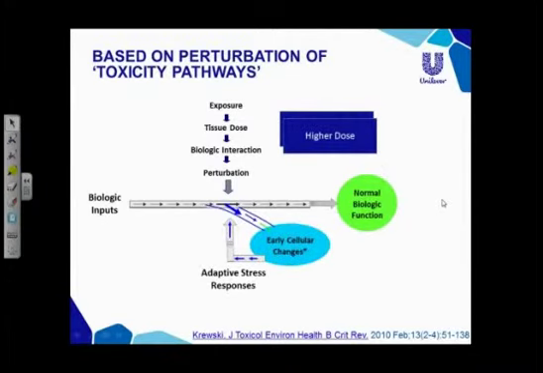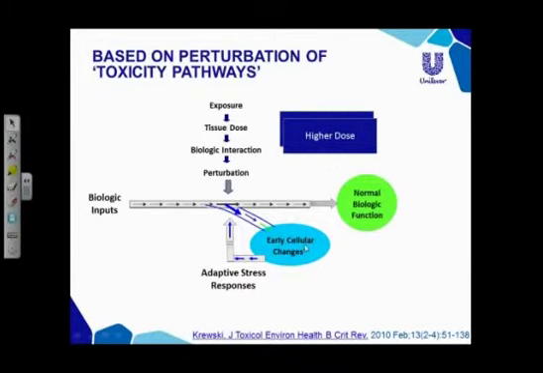But if we increase the dose of that chemical agent, in true Paracelsus sense, the dose makes the poison, at higher doses we start to see these perturbations becoming significant. But cells have ways to deal with that. There are early cellular changes, or more importantly, there are adaptive stress responses to different chemical agents. Very specific responses to chemicals. And those adaptive stress responses are a departure from the normal function, but they get us back to the normal biological function.